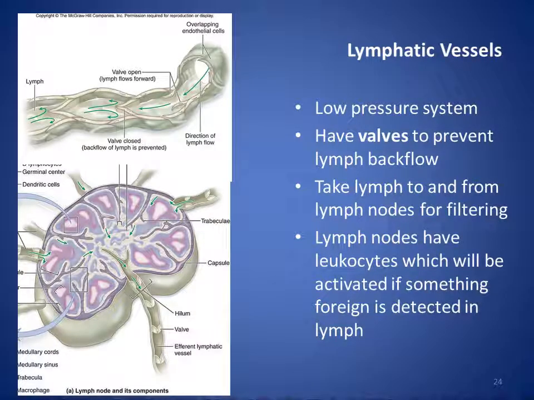Lymphatic vessels typically represent a very low pressure system, and they have valves to prevent backflow of the lymph that they contain. They take lymph to and from lymph nodes for filtering, and lymph nodes have leukocytes within them, which will be activated if something foreign is detected within the lymph.